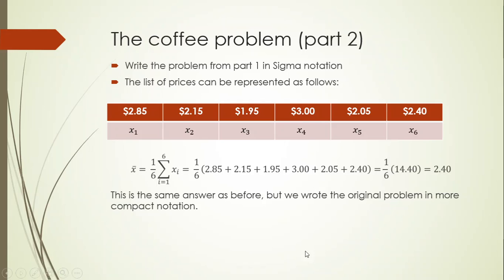sigma notation. So our x bar, our mean, is 1 over 6 adding up our index from 1 to 6 of x sub i. And then to solve that, we just do it the same way. We add up all the numbers, and then we divide by 6, and we get $2.40. So it's the exact same answer as before. It's the exact same way to solve it, but the original problem, if we were to just write it like this, is in much more compact notation.